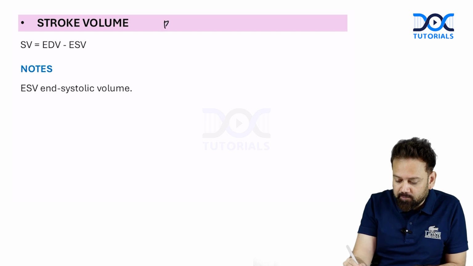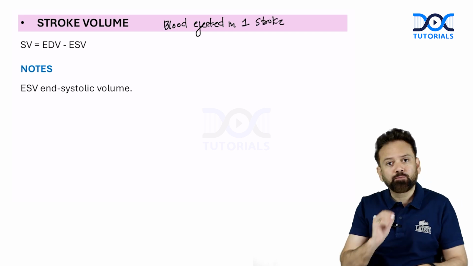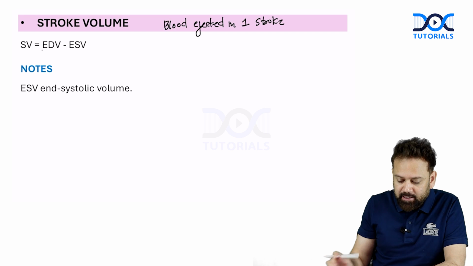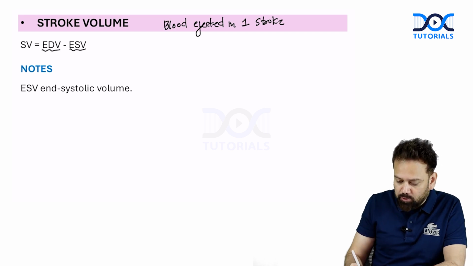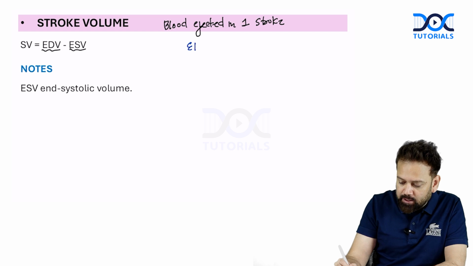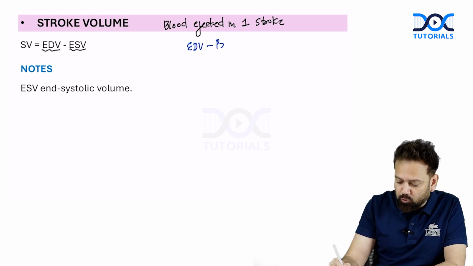Amount of blood ejected in one stroke is called stroke volume. And simply we can say it is end diastolic volume minus end systolic volume. So end diastolic volume, which I will discuss in detail, is preload.